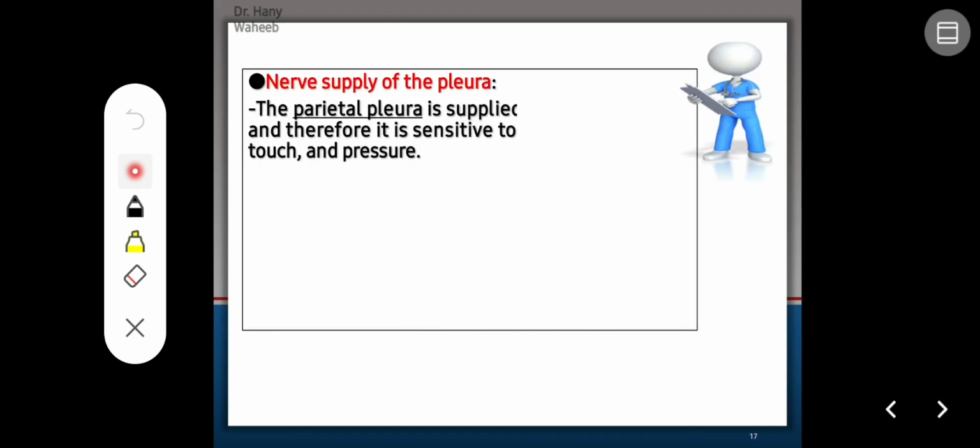Nerve supply of the pleura. Nerve supply, blood supply, lymphatic drainage of the pleura. Parietal pleura is always with the thoracic wall, while visceral pleura is always with the lungs.